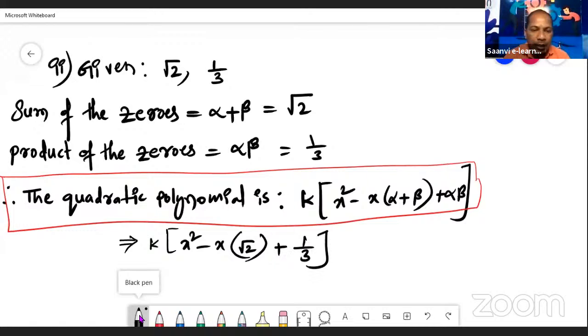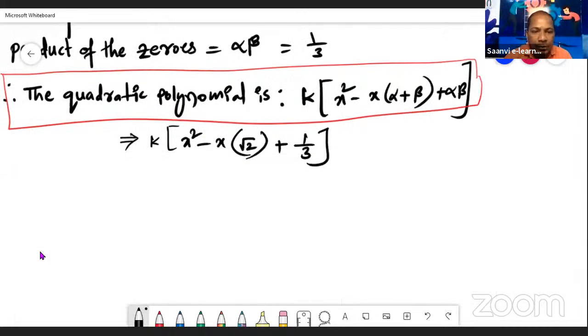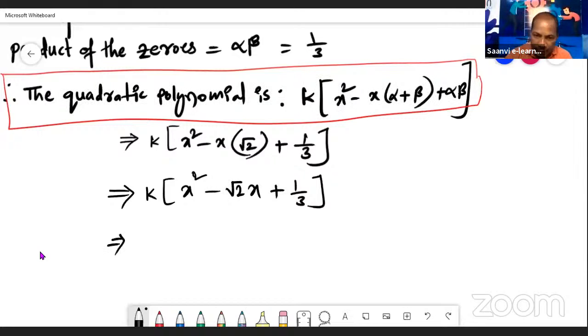Okay. Now simplify this. When we simplify this, see here k of x squared minus x into root 2 x plus 1 by 3. Okay. Now simplify this. To simplify this, first of all, we should take the LCM. Why? Because here a fraction with a denominator is there, no? So we should take the LCM. Here denominator 3 is there, so the LCM we get is 3. So what do we have to do after taking the LCM? We have to multiply every term by the LCM.